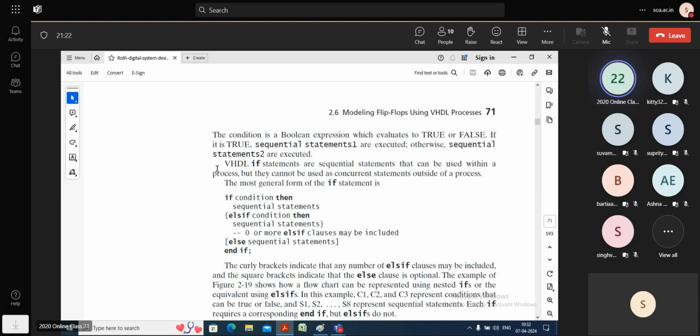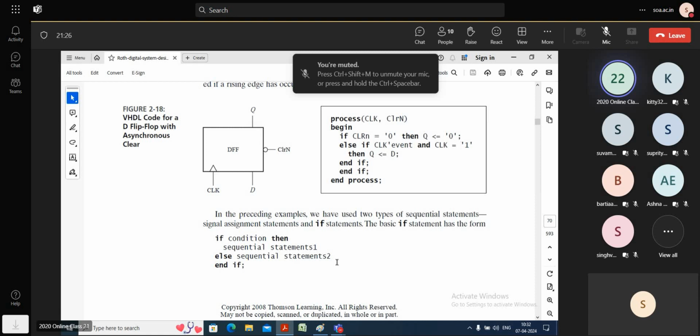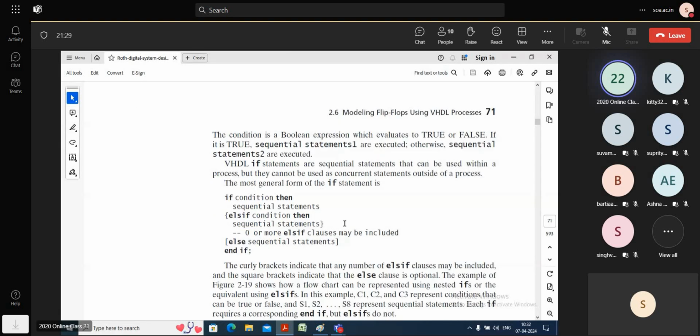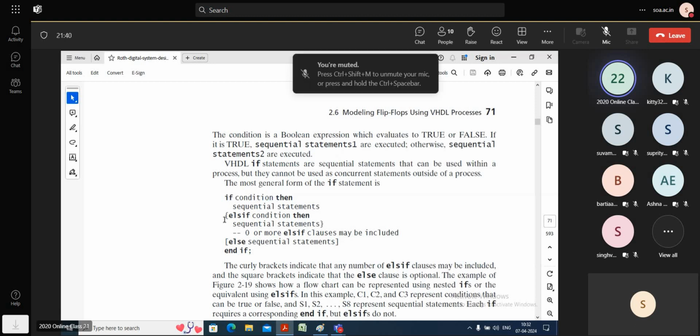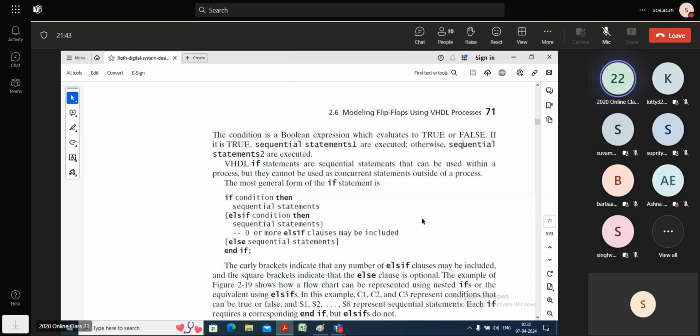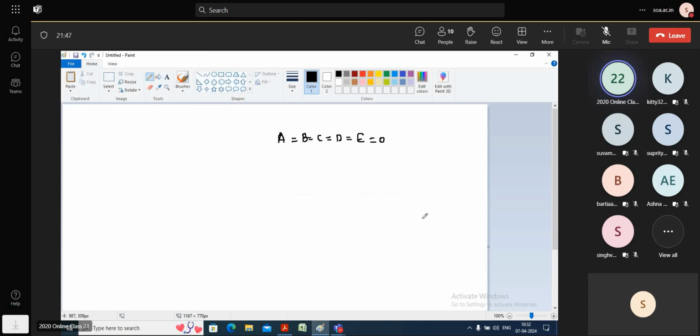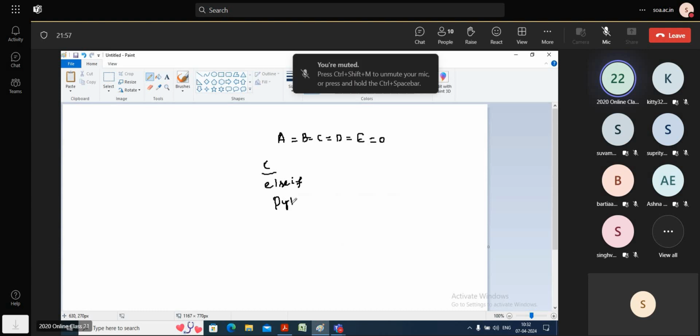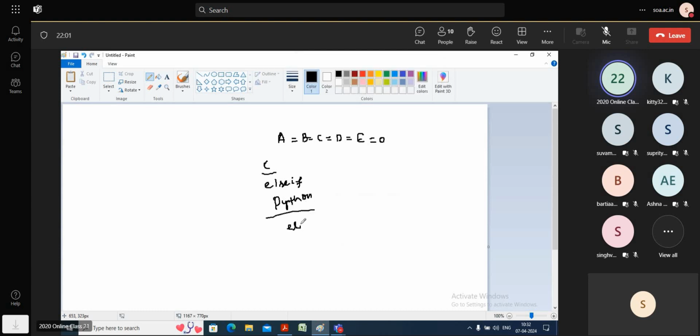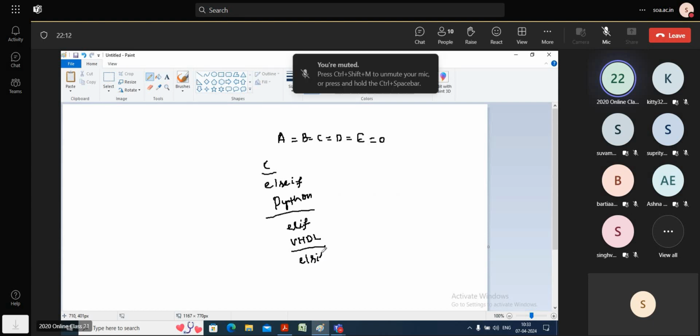So this is one syntax that we saw. Now the general form of the if statement. The general form is this: if the condition is true, then sequential statements. Then this else if, you can see, is the else if ladder you have seen in C, where you write else if. In Python you know that you write elif. Similarly in VHDL we write ELSIF.